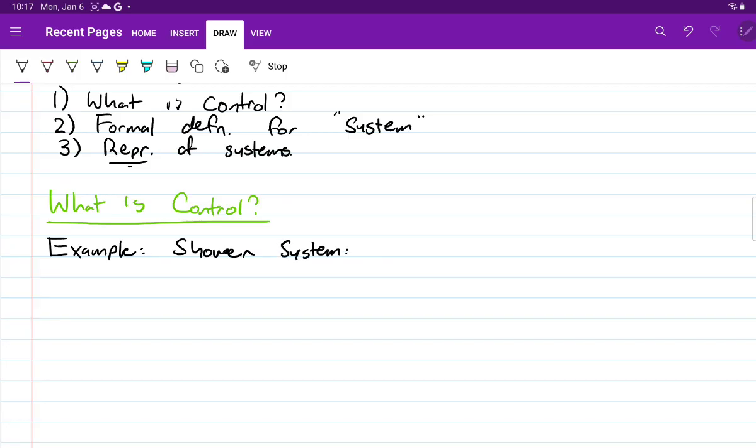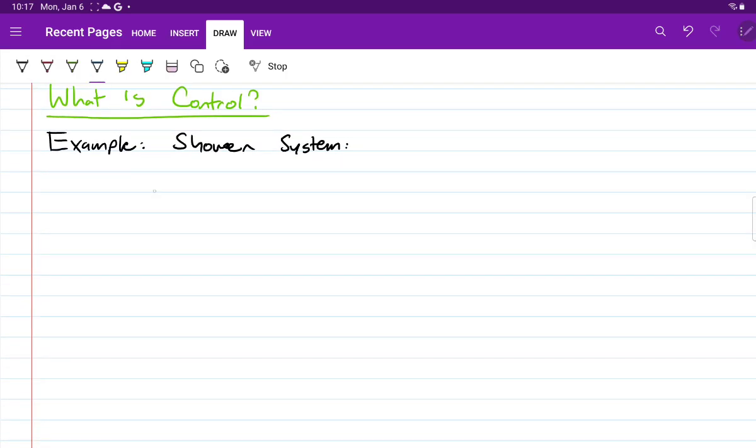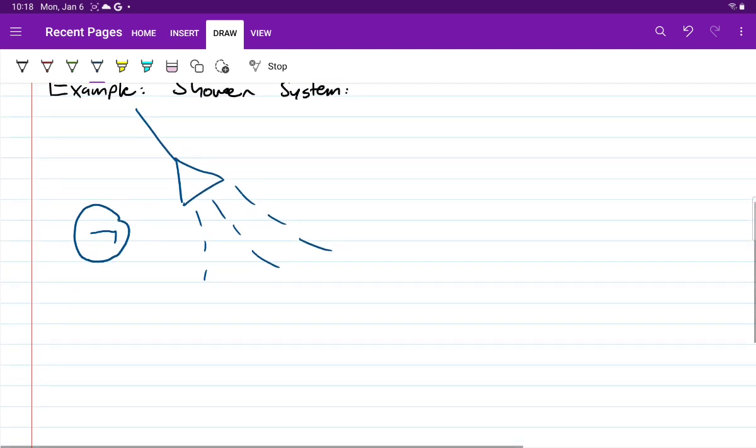Very exciting. Let me sketch out what the shower might look like. Let's say we have some shower head over here. It's dispensing some water out like this. And we have a couple different things in the system. One of them is a shower handle over here. I can turn the shower handle and control the temperature of the water as a result. This is my water coming out. This is my shower handle. What else have I got?